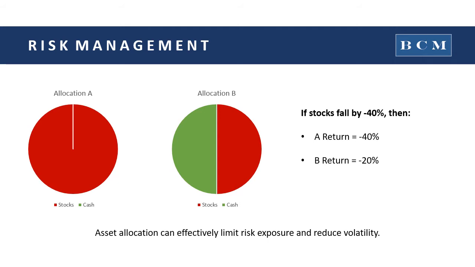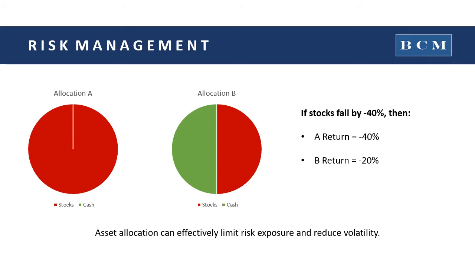Here is an example that shows how asset allocation can help us manage risk and volatility. So on this page, we have 2 different allocations, 2 portfolios, A and B. A is allocated 100% to stocks. Let's just say the US stock market, like the S&P 500. That's the red portfolio. Allocation B, portfolio B, is allocated 50% to stocks and 50% to cash, which is earning a 0 return. Next, let's assume that the stock market, the S&P 500, falls by 40%.